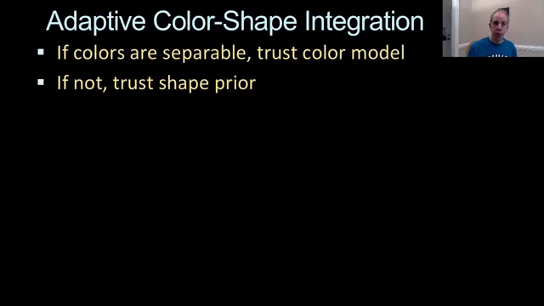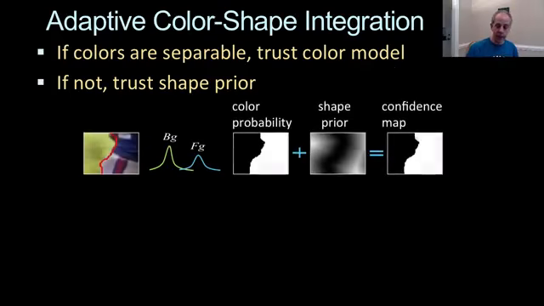For the merging, we have to remember that we have both colors and shape as indicated here. So for every block, color and shape. How do we combine them? The basic idea is what's written here. If you have colors that are well separated, trust them. If not, trust the shape. If you're ambivalent, trust both and merge them.